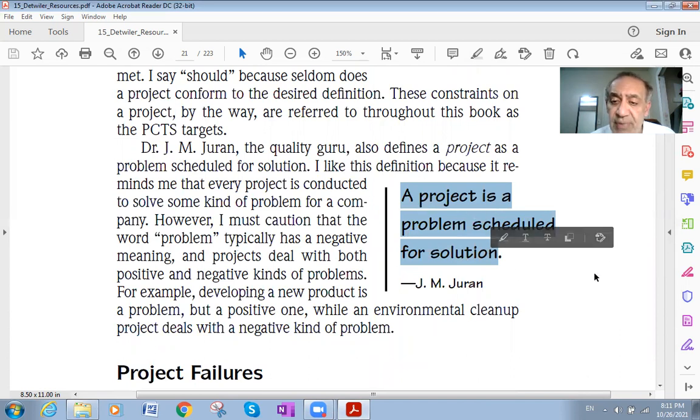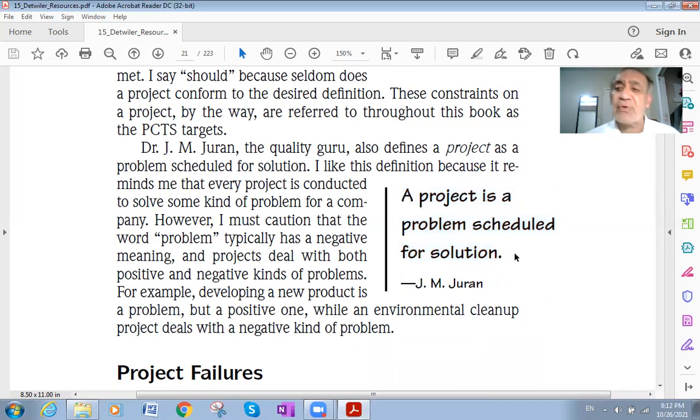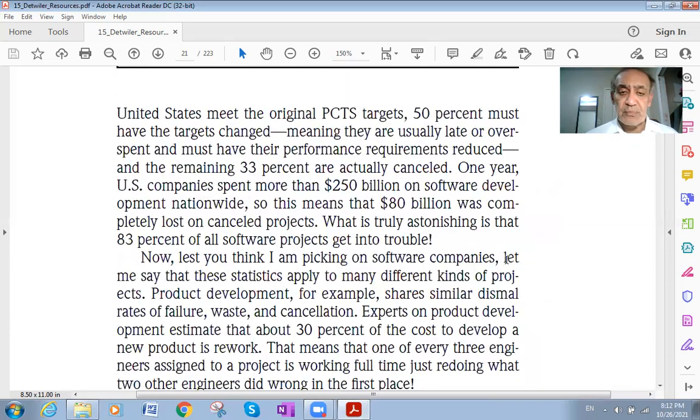A project is a problem scheduled for solution. Yes, this is another aspect of a project. A problem, yes, because it starts with trying to solve a problem. We want to make a building here. The problem is that the building is not there, but we want to build it. It's a project. Scheduled means we will do the ground floor today, the first floor tomorrow, the second floor the day after tomorrow, and so on. So a project is a problem scheduled for solution.